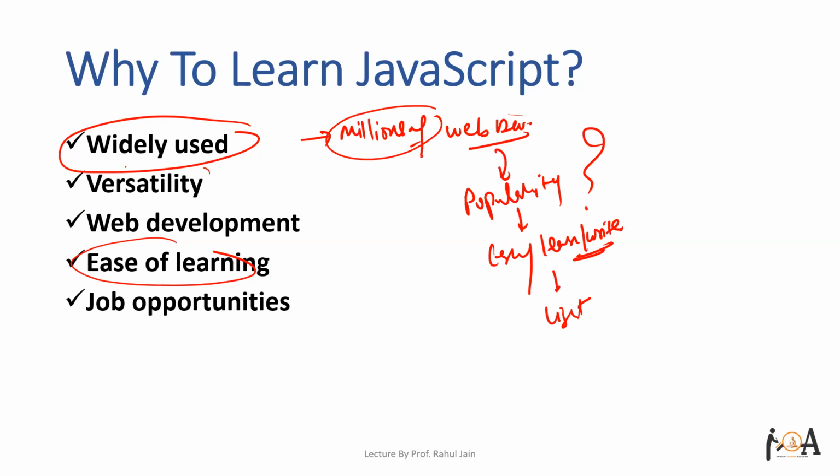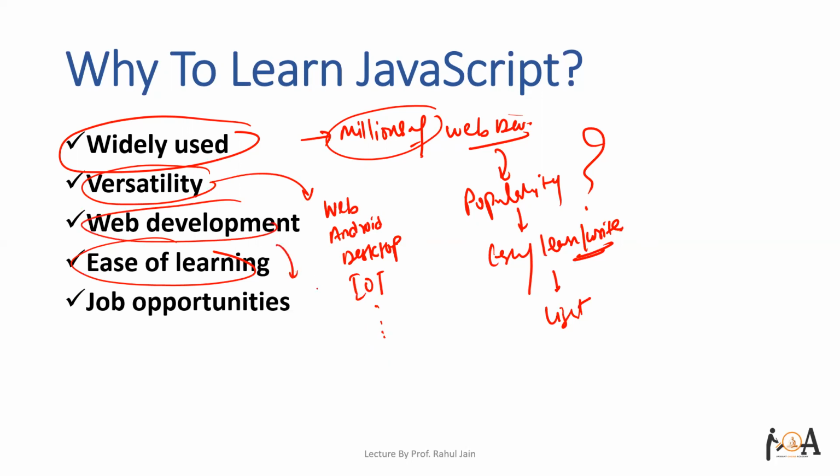Okay. Versatility means that it is used anywhere. If you want to design web applications, you can use it. If you want to design Android applications, you can use it. If you want to design desktop applications, you can use it. If you want to devise any IoT applications, Internet of Things applications, you can use it. And there are many more things where you can use this programming language. Due to this nature, it is very versatile. For web development, you can use it to make web pages more interactive, more responsive, right?